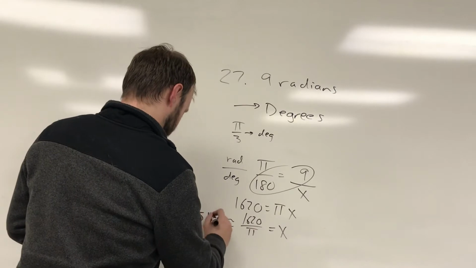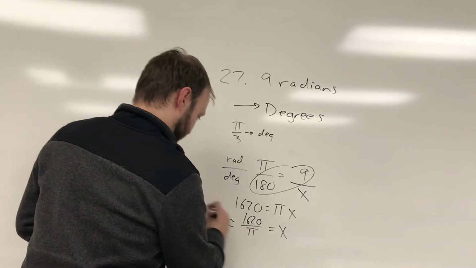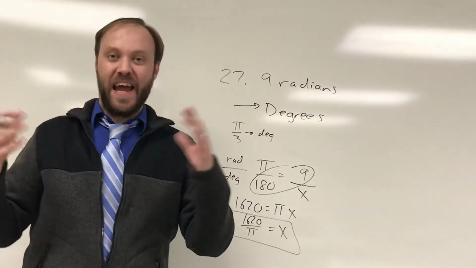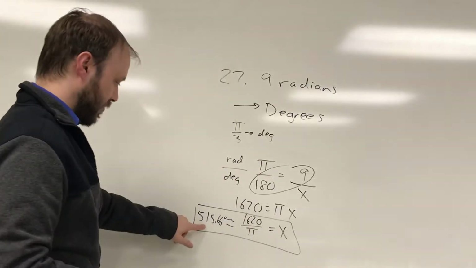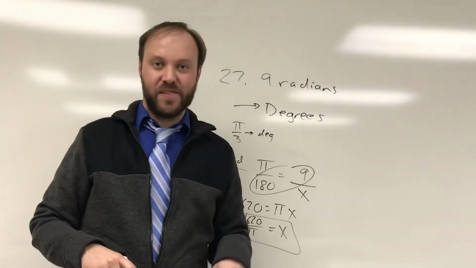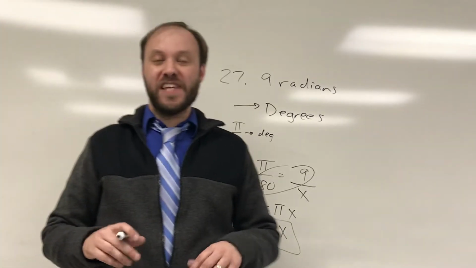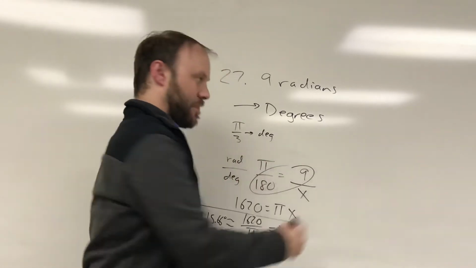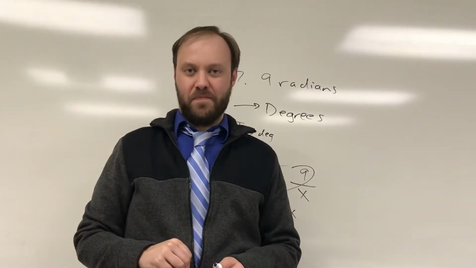It turns out 9 radians is about 515.66 degrees. Again, if you want to leave it as 1620 over pi, that is totally accurate, that's correct. A rounded answer would be about 515.66. That's probably the way most textbooks would tell you, or if a textbook gives you a formula, the formula is probably going to come back to something having to do with that proportion.